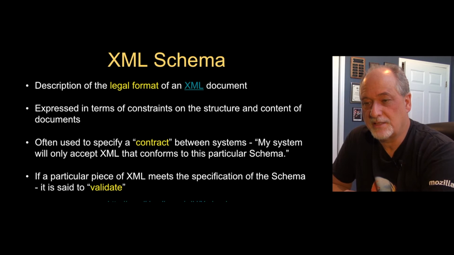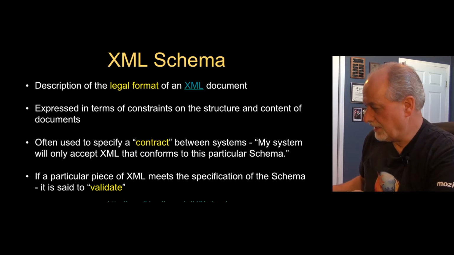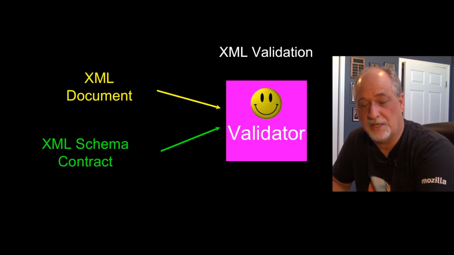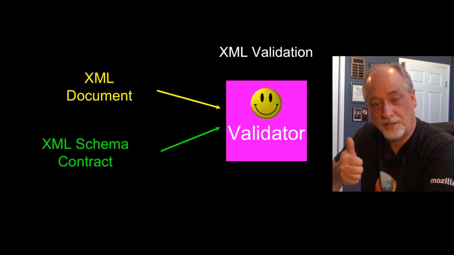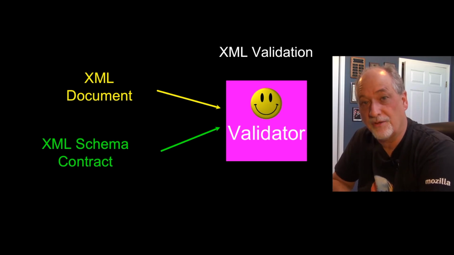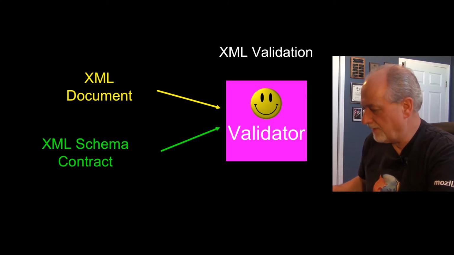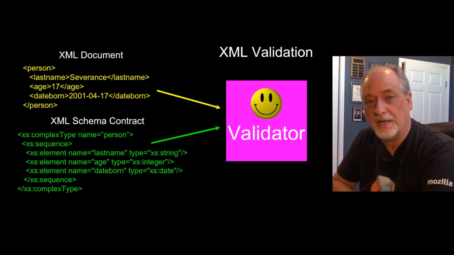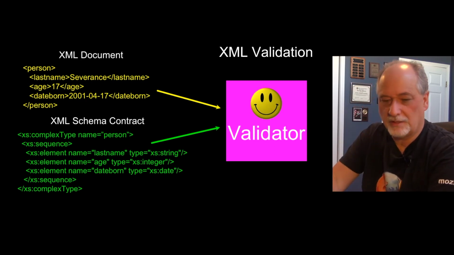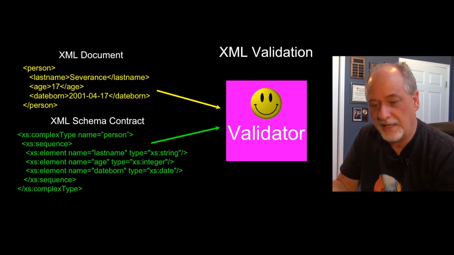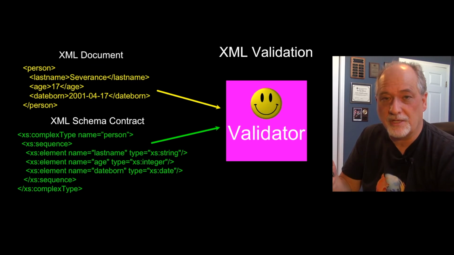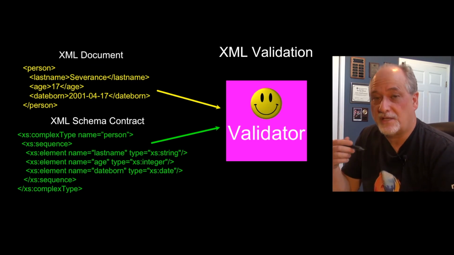And so it itself is XML. And basically what we do is we take an XML document and an XML schema contract, and then we either say that's good or that is bad. And that's called validation. A piece of software that validates XML when given a schema is called a validator. And so here we have our little XML document, we're passing it to the validator, and then we have a schema contract, which is itself XML.